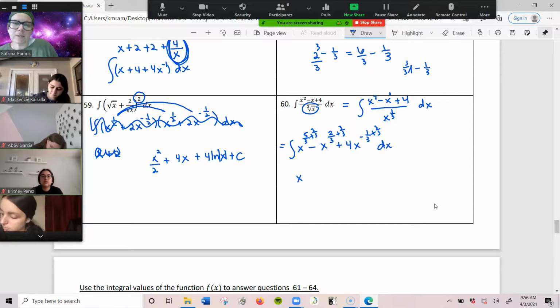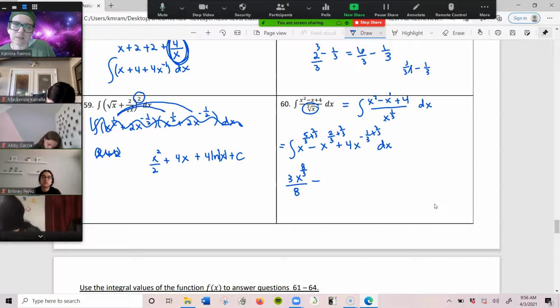So x to the 5 over 3 plus 3 over 3 is 8 over 3. And then we have to divide by the new exponent, which, if our new exponent is a fraction, means just multiply by the reciprocal. And the reciprocal of 8 over 3 is 3 over 8.